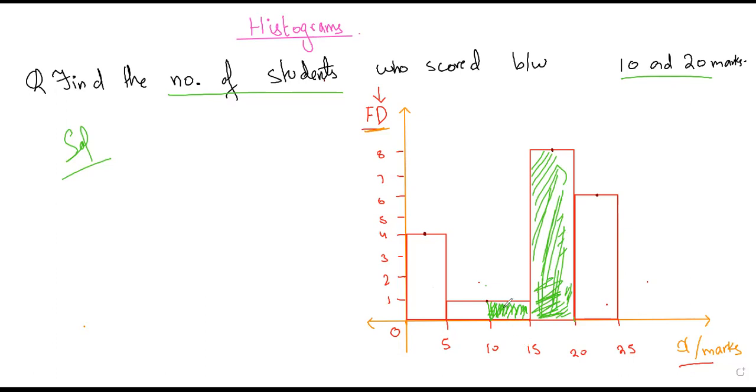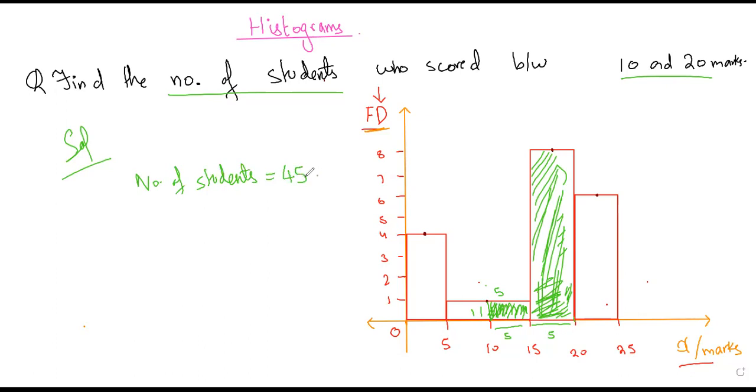Look, the area would be the area of the rectangles, okay? So this is 5, this is 1. 1 into 5 would give you 5. This is 5 and the height is 8. Okay. 45. Very good. Excellent. So the number of students would be 45. Okay.